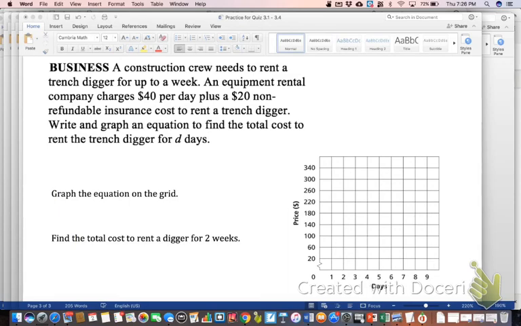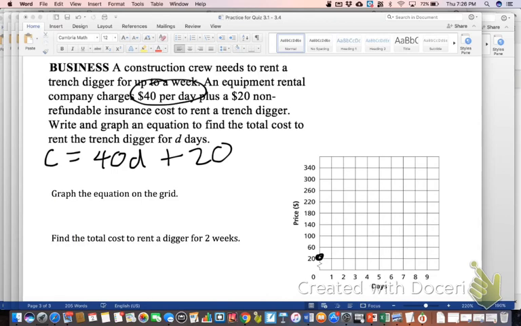So it says my total cost, and it doesn't tell me what variable to use for cost, so I'm just going to use C. So my cost is equal to $40 per day plus the $20 non-refundable fee that it's going to cost you to get it. So that is the equation that I'm going to use. To graph it, I'm going to start with my y-intercept, which is the 20, right there. And my rate of change is 40. So that means it's going to increase $40 every day.